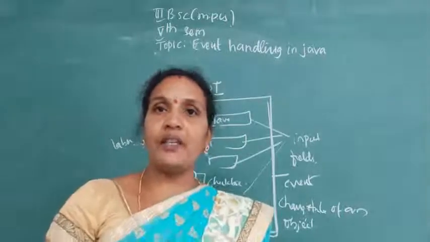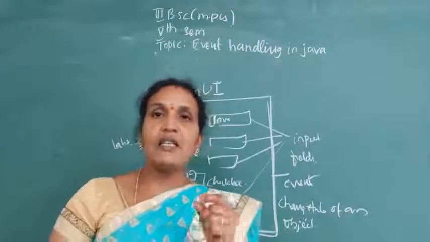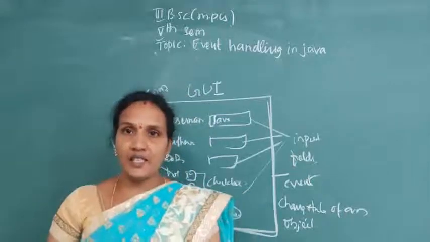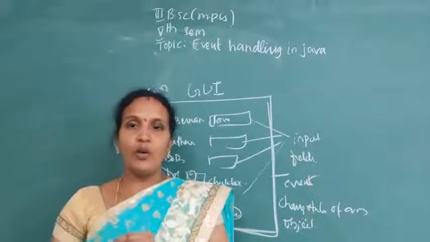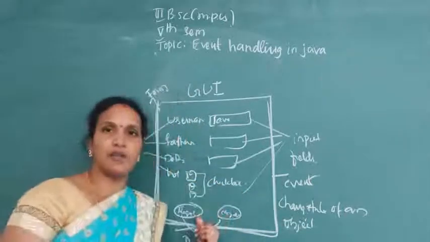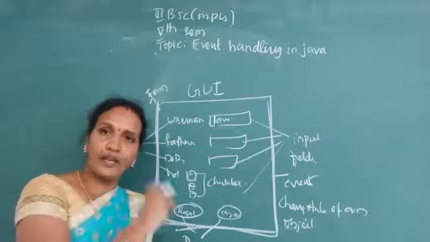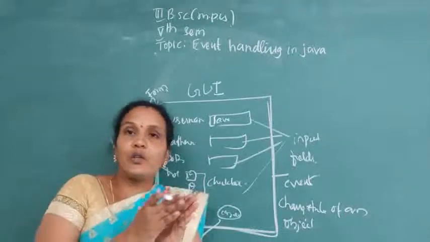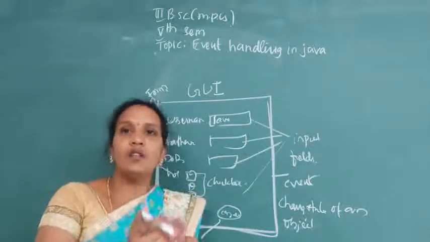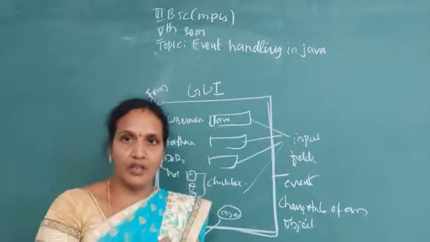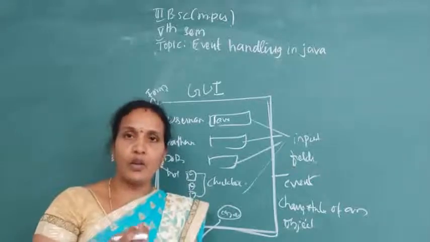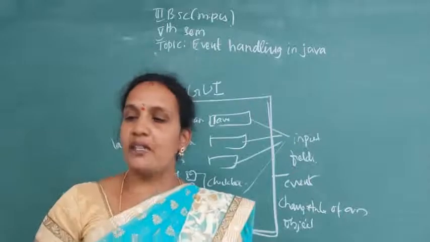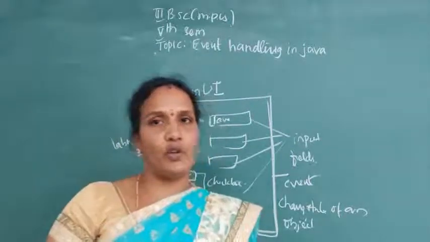So actually, what is an event? Event is a changing state of an object. Please remember this. Event is a changing state of an object. Changing state of an object means before clicking this button, it was idle. When you click, it is active. So you are changing the state of a button from unclicked to clicked. These types of things are called events. What are events? Events are nothing but changing a state of an object.